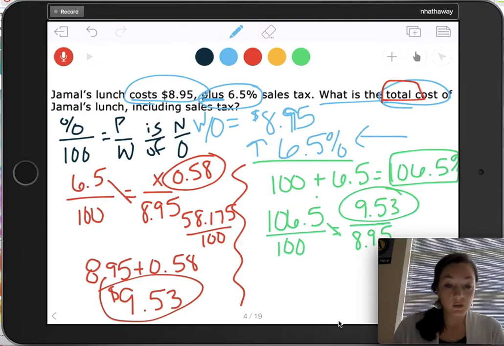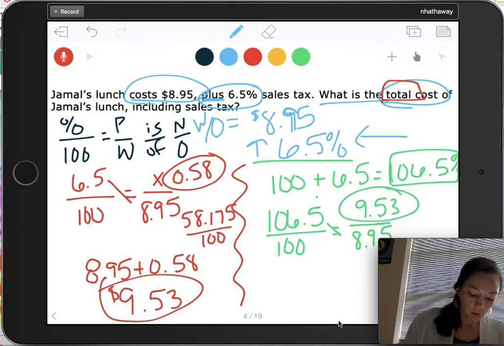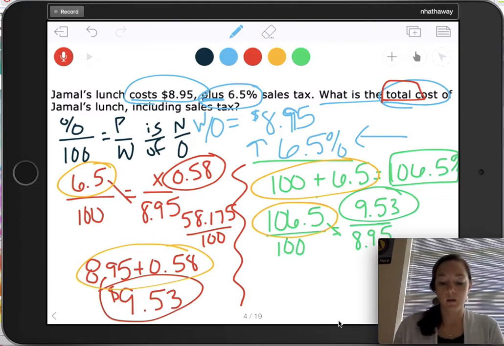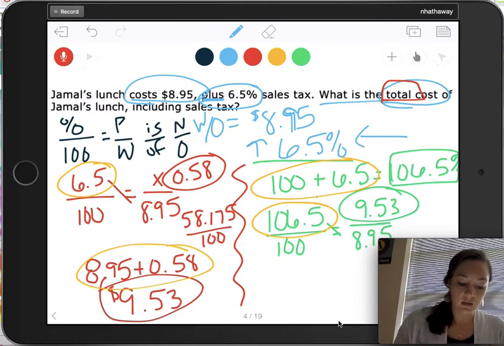Okay? So you get the same answer either way, but in the first problem, we found 6.5%, then added. The second solving method, we did the percent increase and already added that, and then found our total cost. Whichever one works for you, whichever one makes sense to you, please use that one. But I want to make sure that you guys remember this. If it just asked us, what is the tax amount?